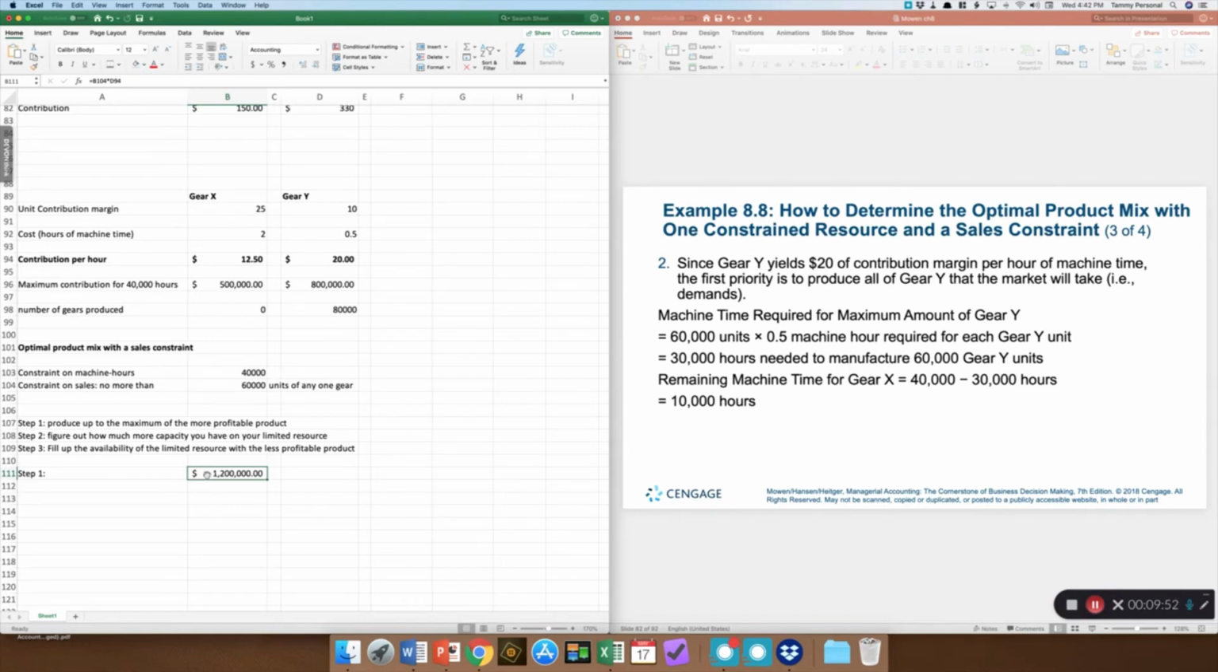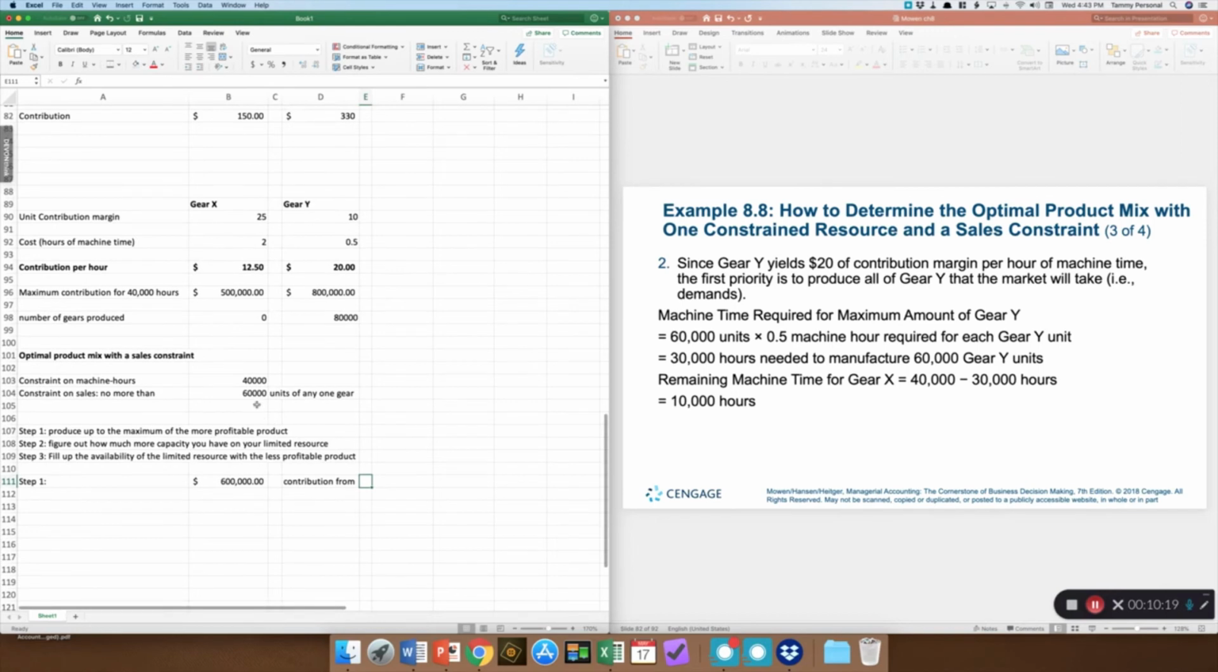So all I got to do now, it's the beauty of Excel, I'll just go in here and pick up the right one. It's this one, D90. Not that one. D90, like that. You see how easy it is to fix mistakes? So now we have $600,000 contribution from the 60,000 units of gear Y, and then figure out how much more capacity we have.